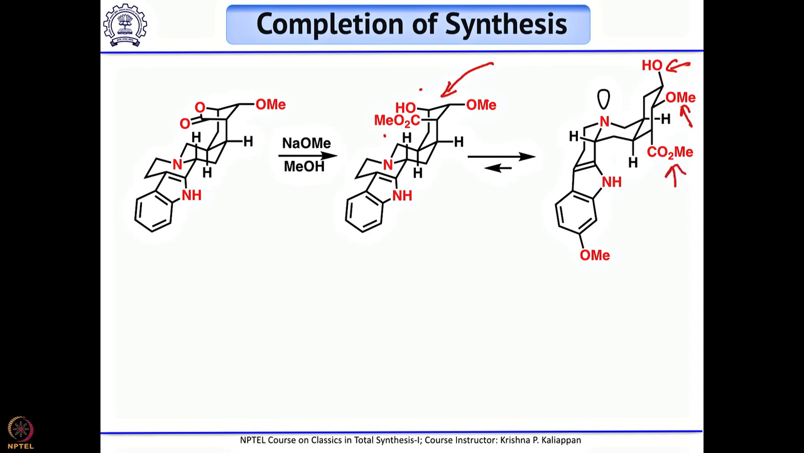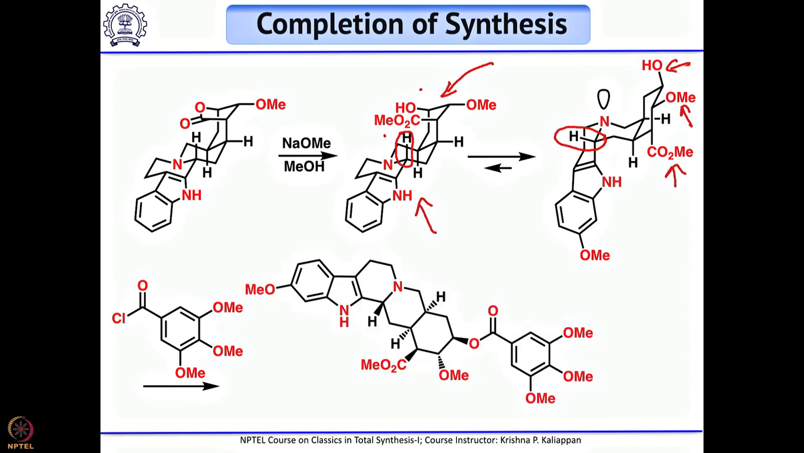And in the same way, this also will undergo exactly the opposite ring flipping. Now you still see this hydrogen is beta. Earlier it was beta axial, and now it is beta equatorial. So that is how he cleverly used acidic conditions and locking the conformation, followed by acidification, to get that. Then you have the free hydroxyl group, and you attach the trimethoxybenzoyl chloride, which is the side chain present in reserpine. That is how the total synthesis of reserpine was completed successfully by Robert Woodward.